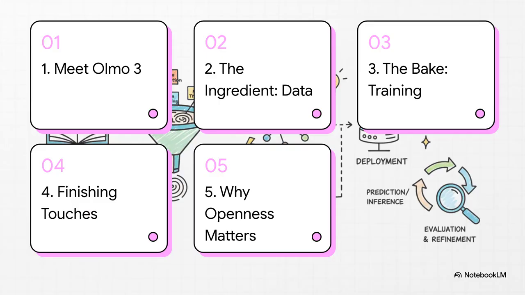Okay, so here's our game plan, laid out just like a recipe. We're gonna meet OLMo 3, then look at its secret ingredient, the data. We'll cover the main bake, which is the training process, then the finishing touches that make it useful, and finally we'll talk about why this whole open recipe thing is such a big deal.